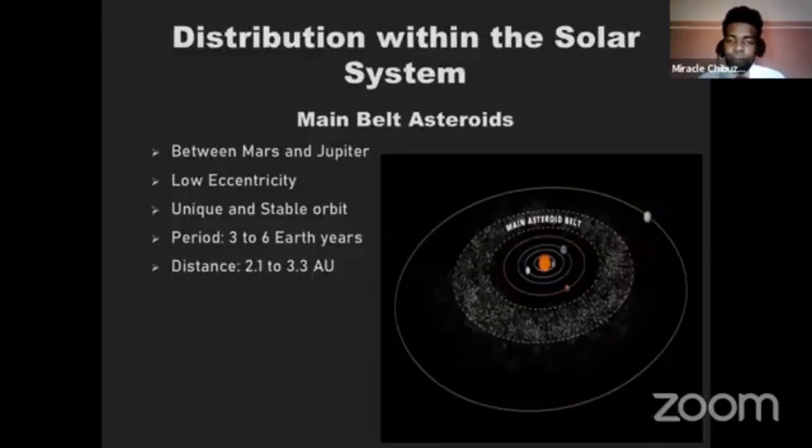Now, how about the distribution of asteroids within the solar system? Let me talk about the distribution of main belt asteroids. This is the picture of the main belt asteroids.